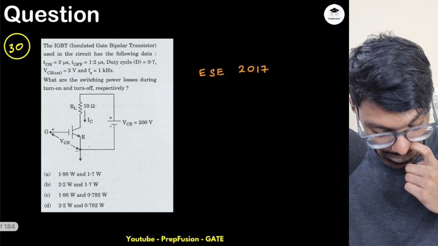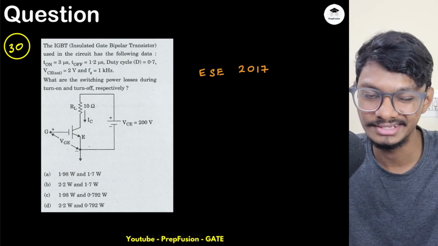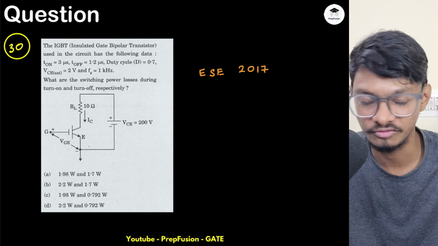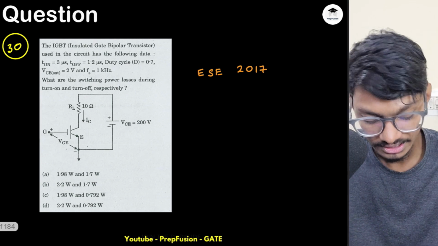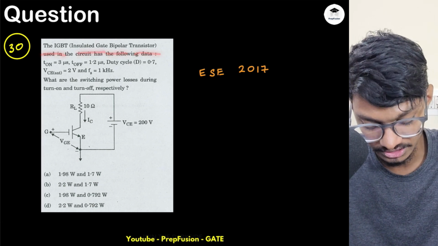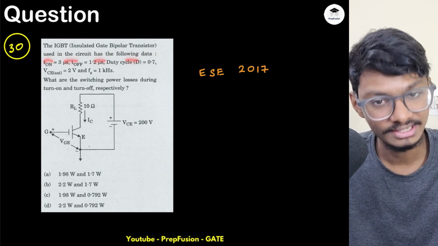Let's solve the 38th question. This is a good question actually. And ESE, right, they give half-baked information, they don't give full information. Students get confused with this. So first, what is the question? The question is: the IGBT, insulated gate bipolar transistor, used in the circuit has the following data.